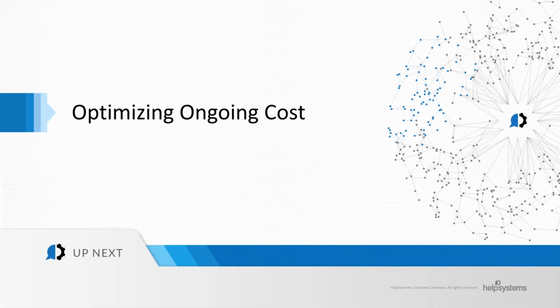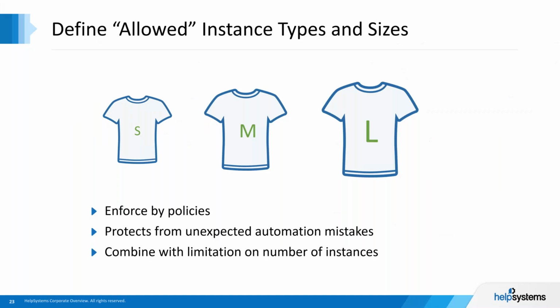So how do you then optimize ongoing cost? Once you're over in the cloud and you have everything up and running, how do you optimize the cost ongoing? There are a number of simple recommendations that I will go through. The first one is to define the allowed instance types and sizes. Even though a public cloud provider may offer a ton of different types of instances, you should try to identify a handful of those that are the typical ones we would use for different types of workloads. And then you need to enforce those by policies.